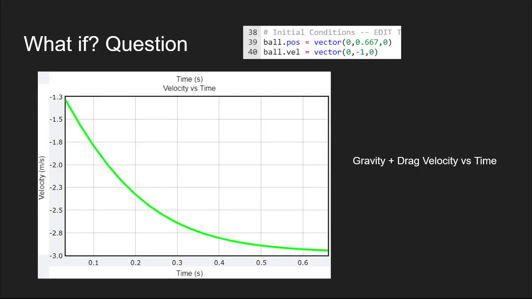For our what if question, the object's terminal velocity is still the same if it had an initial negative velocity in the y direction. The only difference here is that terminal velocity is reached more quickly compared to if the ball is dropped from rest.